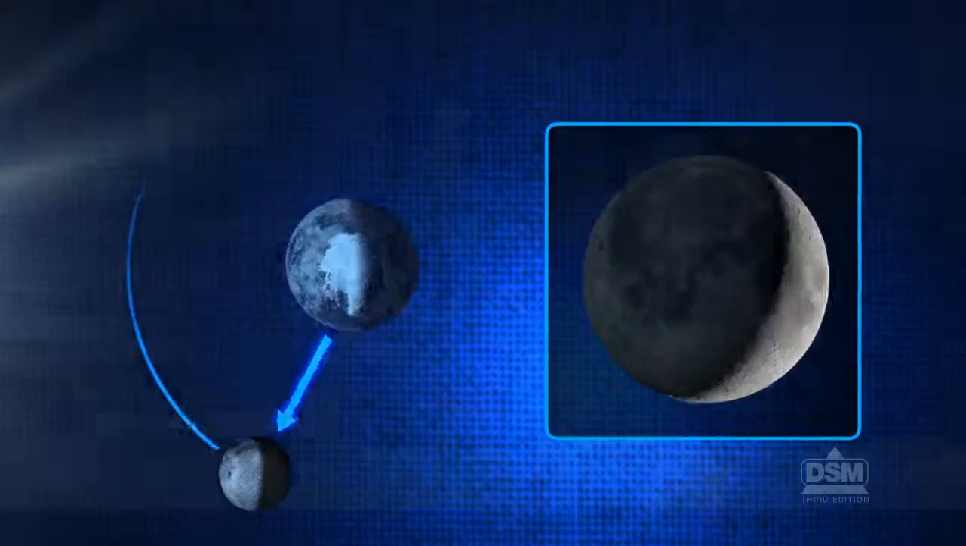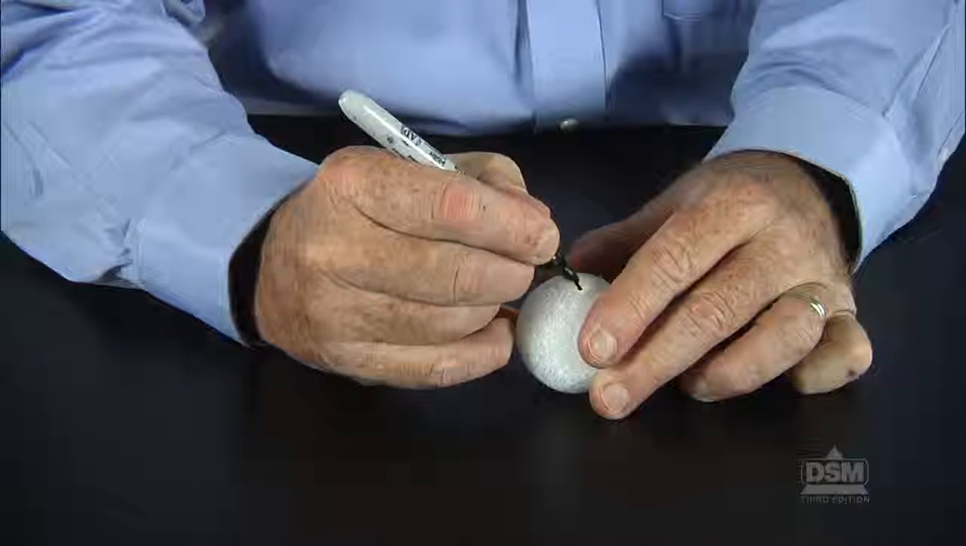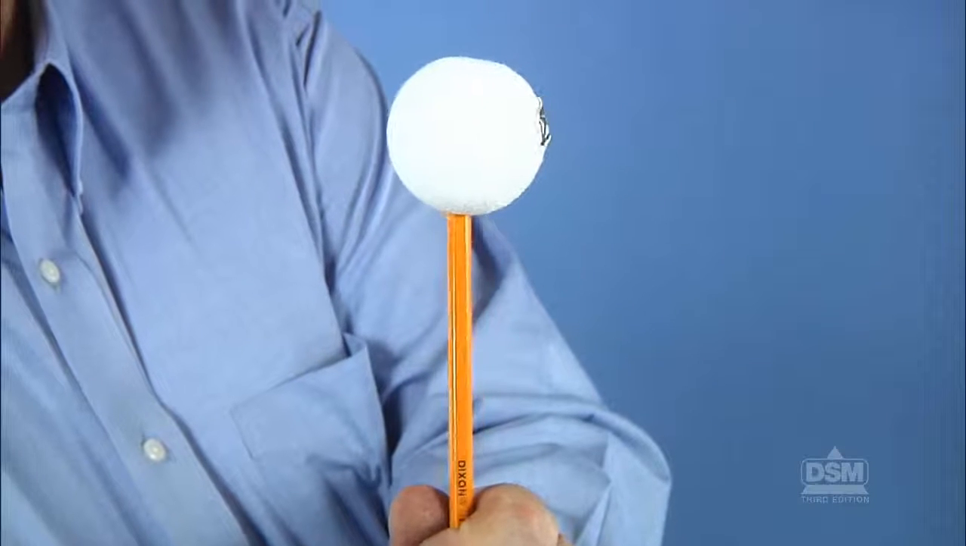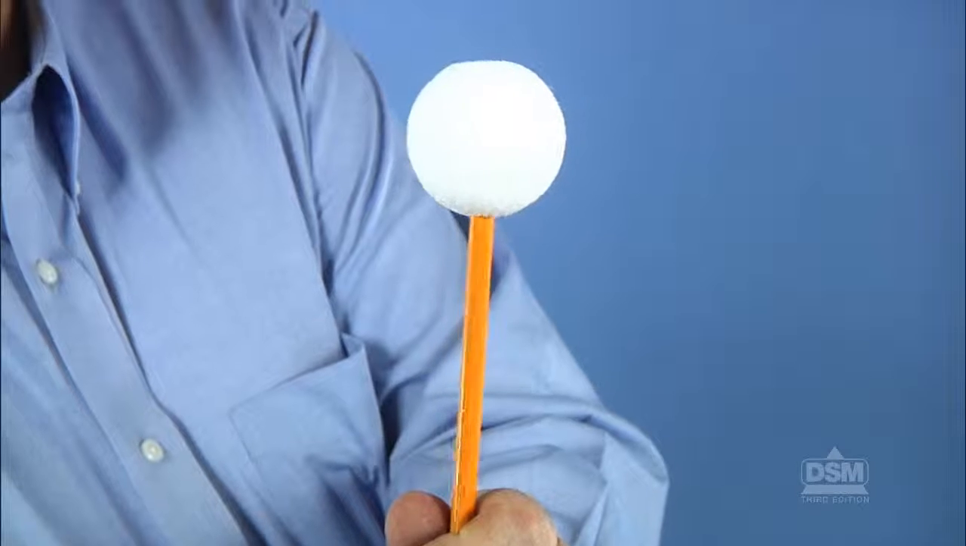Then ask, can Earth see all sides of the moon? Students have probably not considered this before. Accept all answers. Distribute a crayon and a small piece of masking tape to each student. Have students color the piece of tape a dark color and attach it to the foam ball. Then, holding the ball in front of them so that the tape faces them, have them model the orbit of the moon around Earth again.